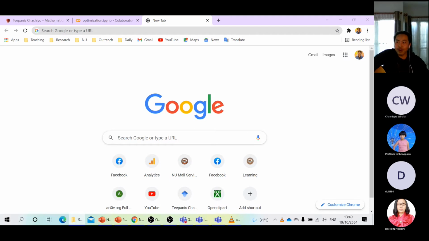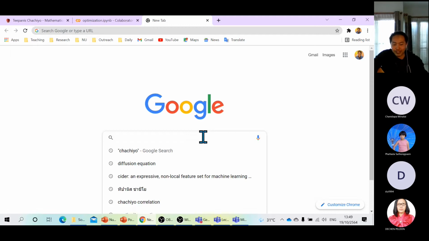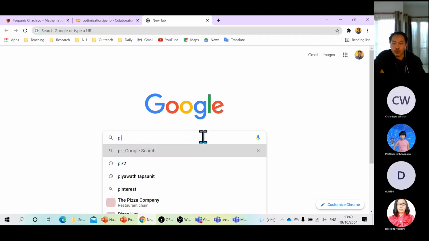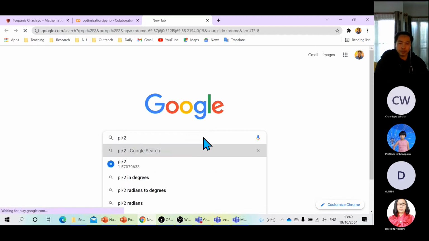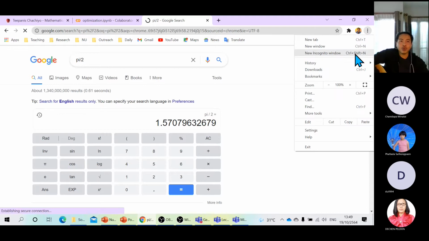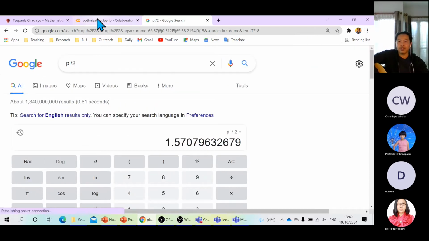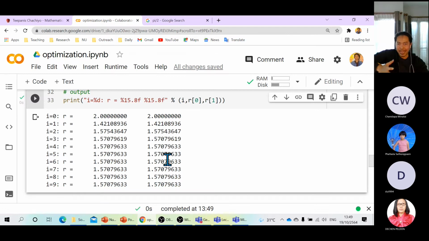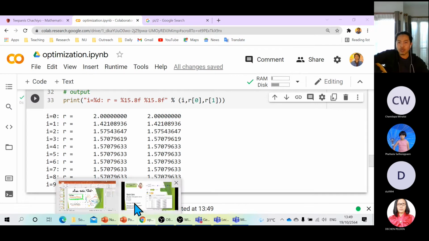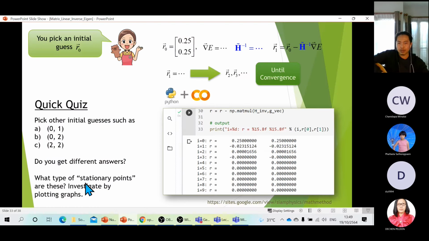Okay. I don't know if the answer is right or wrong, but just to give you an applause for saying something. Pi over 2. Let's see if that's correct. Very good. So we have this pi over 2 over there for this type of answer. And now the quizzes ask us to investigate.